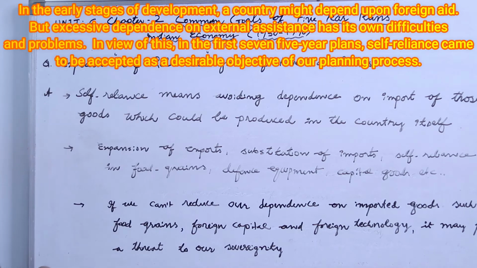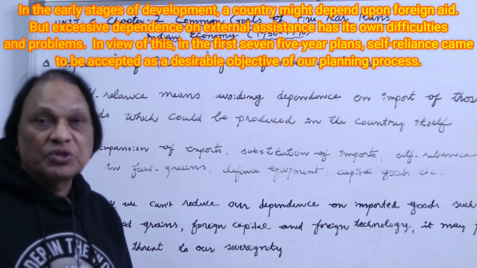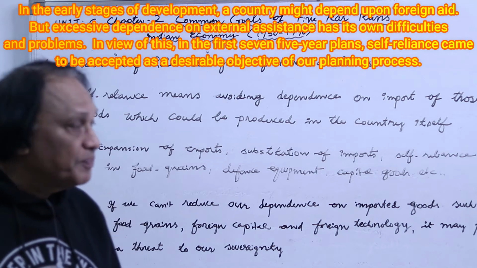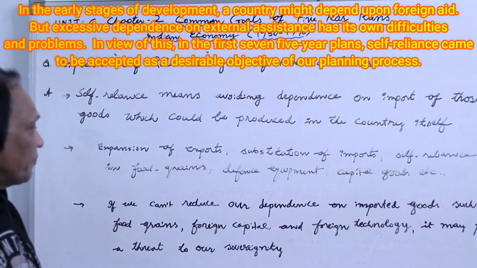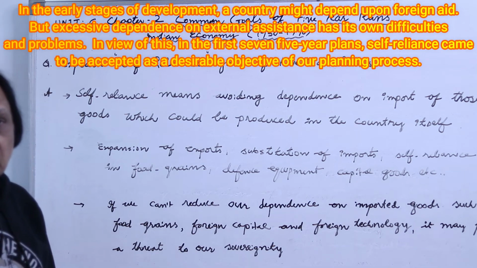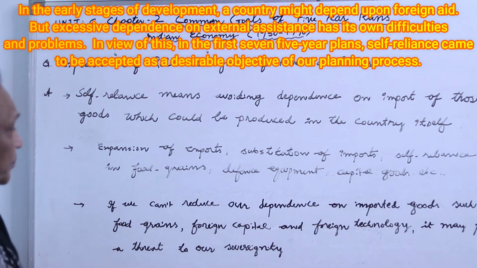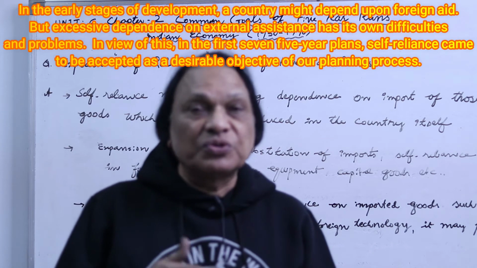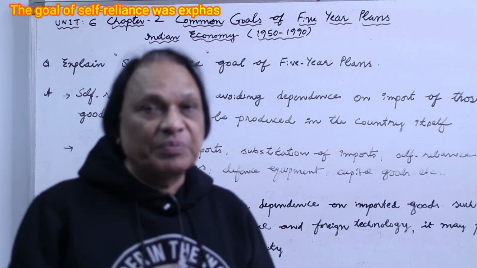You can see here, explain the self-reliance goal of 5-year plans. Self-reliance means avoiding dependence on import of those goods which could be produced in the country itself. We should make an effort to produce in the country itself instead of importing everything from abroad. To be self-reliant, we need expansion of exports and substitution of imports, finding some substitute goods instead of directly importing everything from abroad.